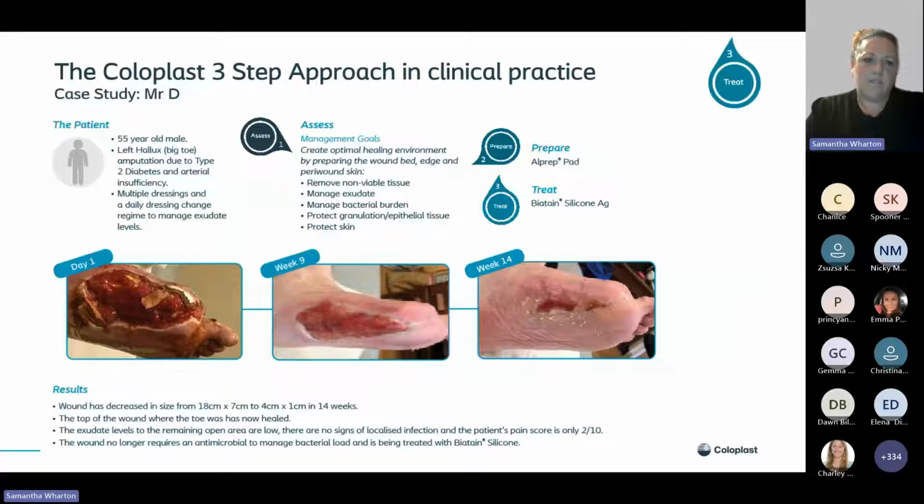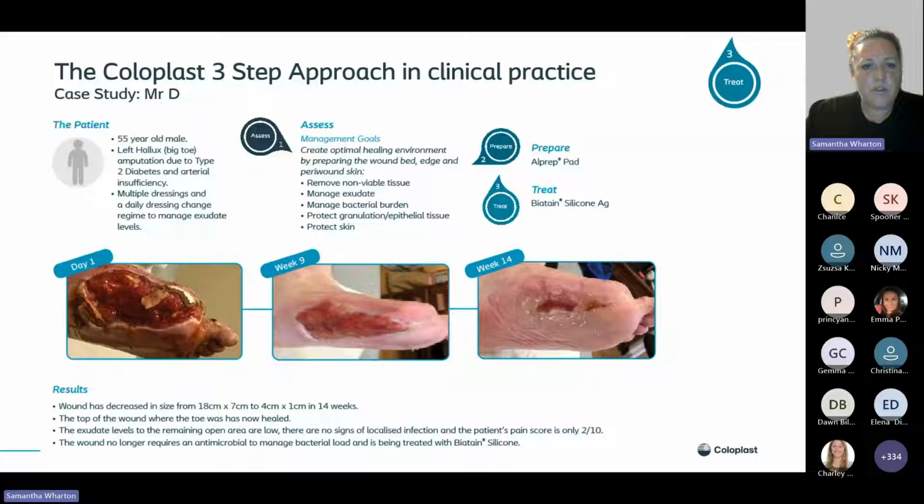So this is just a case study to go through where assess, prepare, treat really had amazing outcomes for this gentleman. This is a 55-year-old male with type 2 diabetes and arterial insufficiency who had an amputation of his big toe. Before he was seen and started on assess, prepare, treat, he was having multiple dressings and daily dressing changes because the exudate levels were so high. So that's picture one. Following the assessment, the management goals were to remove that non-viable tissue, manage the exudate, manage the bacterial burden, protect the granulation and epithelial tissue, and protect that skin.